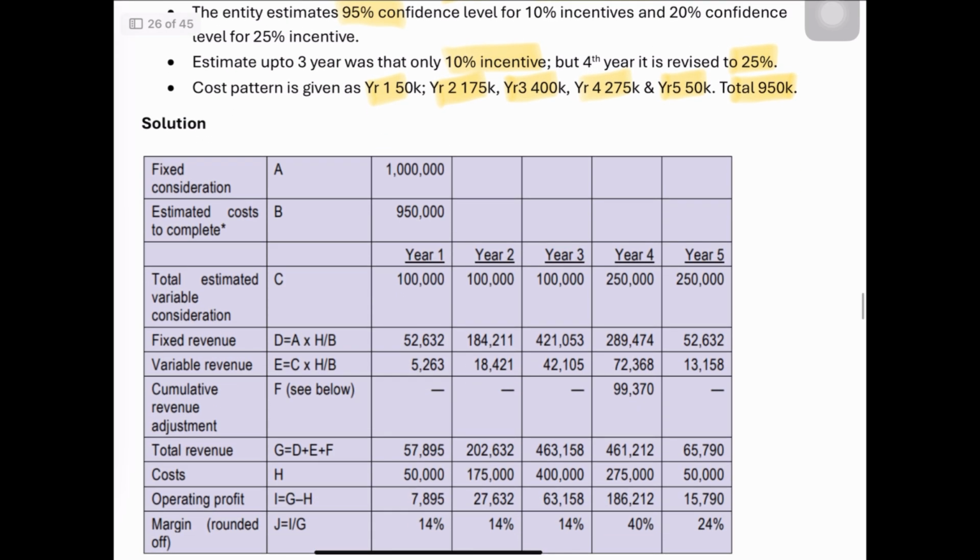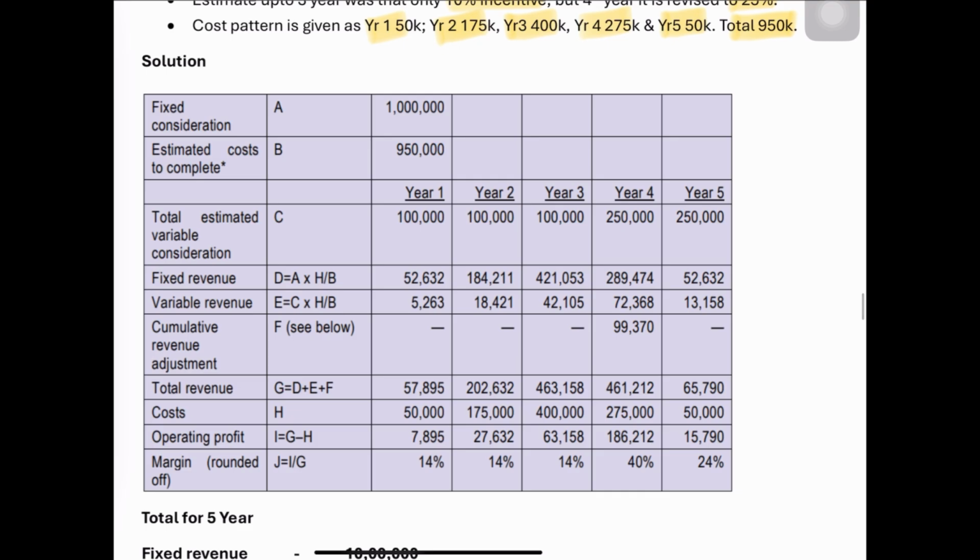Okay, so let's go through the solution. Here the fixed consideration is given as 10 lakh and the estimated cost is 9,50,000. Now let's see how this 10 lakh will be allocated over the period of 5 years. So basically the company will account for revenue based on the percentage of completion method.